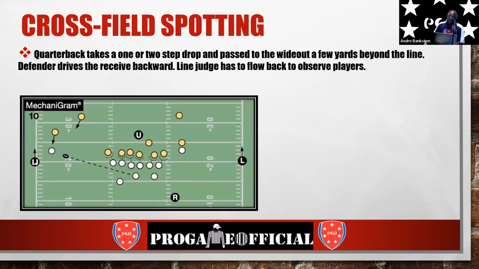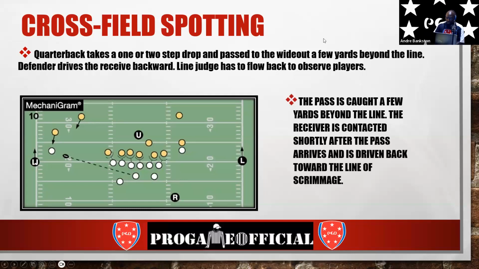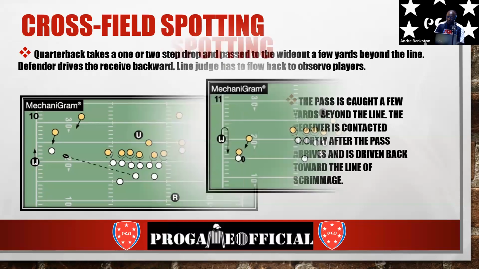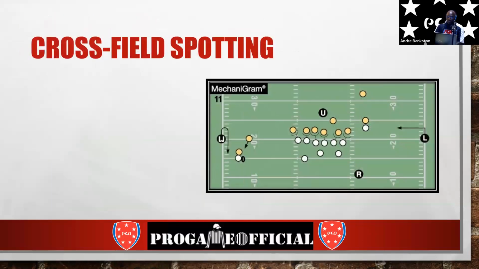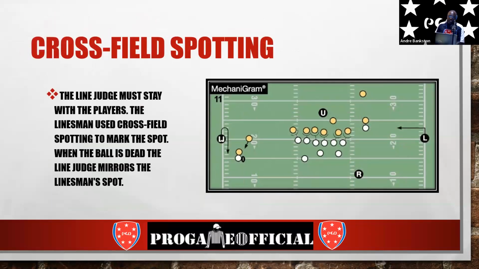So the quarterback takes a one-step drop, passes to the wide out. The pass is caught a few yards beyond the line. The receiver is contacted shortly after the catch and is driven backwards toward the line of scrimmage. So the line judge must stay with the players. The linesman uses cross-field spotting to mark the spot. When the ball is dead, the line judge mirrors the linesman's spot.